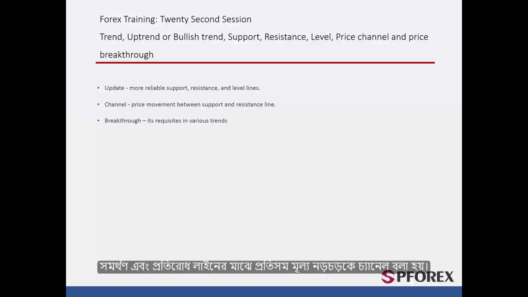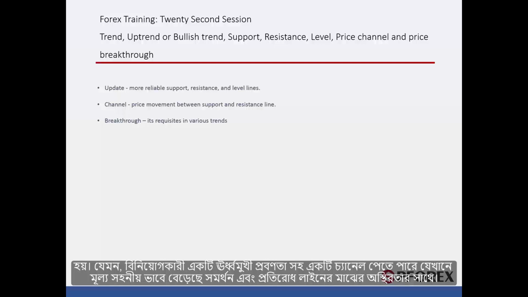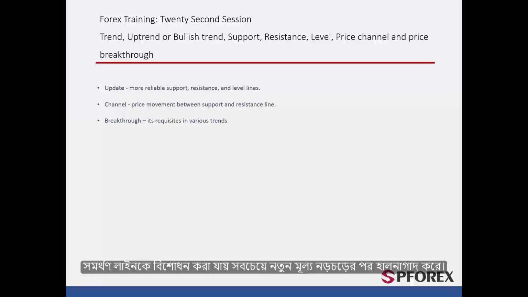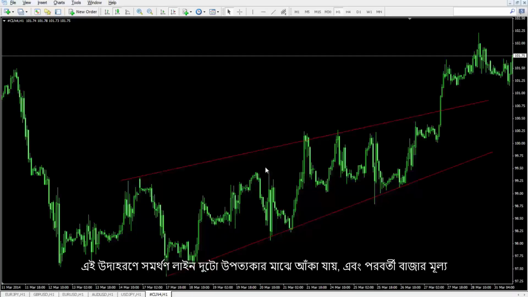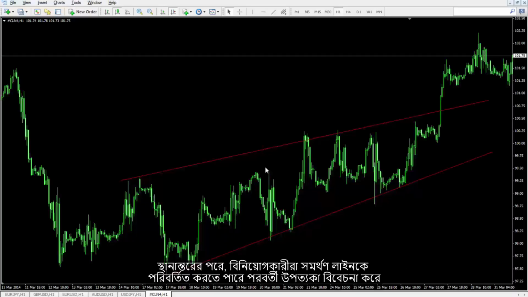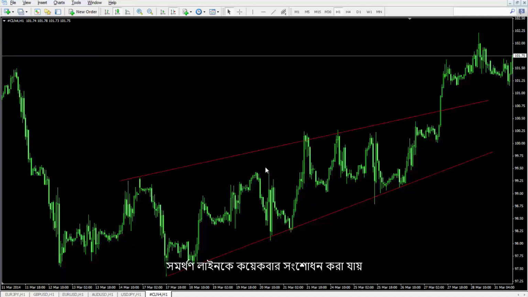Channel. Symmetrical price movement between support and resistance lines is called channel. For instance, a trader can find a channel on an upward trend where price has risen moderately with fluctuation between support and resistance lines. Support lines can be refined by making updates after most recent price movement. In this example, support line could be drawn between two valleys, and after next market price shift, a trader could modify the support line considering the next valley. The support line could be amended multiple times.